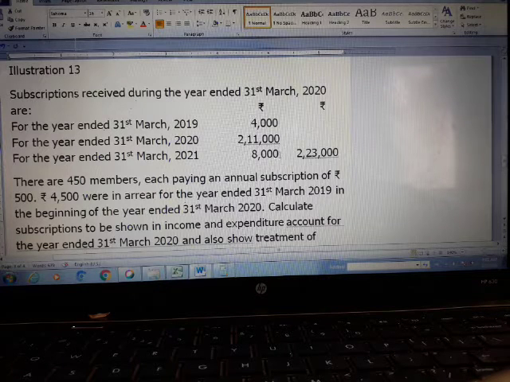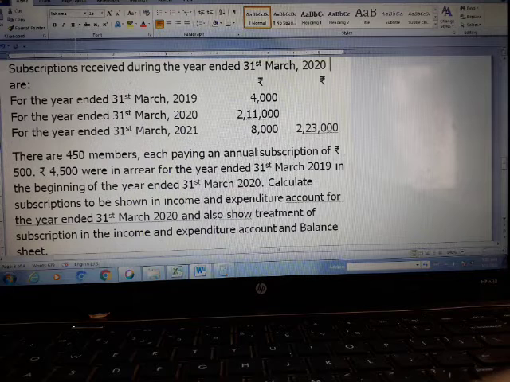We are now focusing only on the year ended 31st of March 2020. That means 1st April 2019 till 31st of March 2020. Though we have received subscription for the previous year, current year, everything, that's not an issue, because we will show the details pertaining to the current year, previous year, and the next subsequent year. So that's the reason we have shown all these.